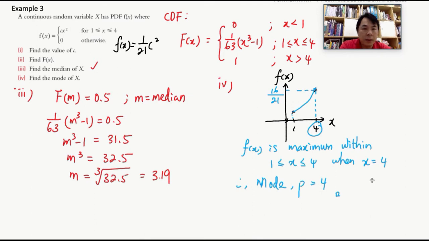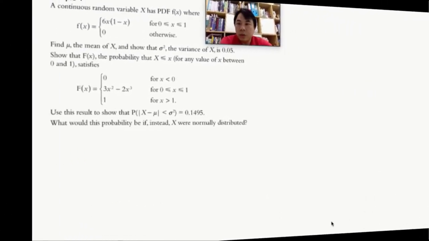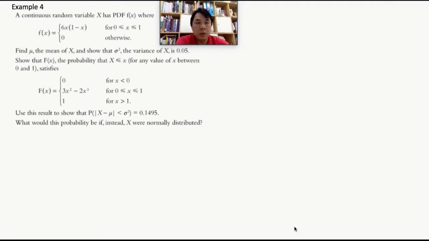Alright, so I hope that is clear to everyone here. Alright, let's move on to the next one. Next question here. We are also given a continuous random variable x that has a probability density function given as such. Now our first part is to find the mean, which is denoted by the symbol mu, of the continuous random variable x, and show that the variance of the random variable x is equal to 0.05. Now that's the first part.